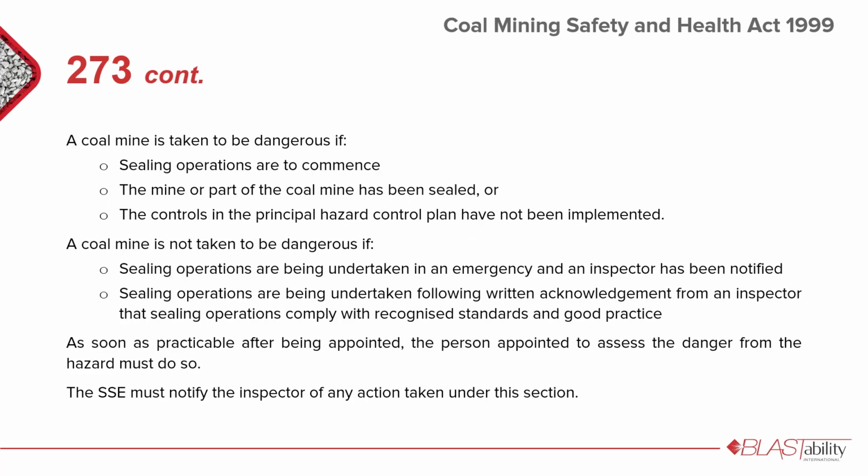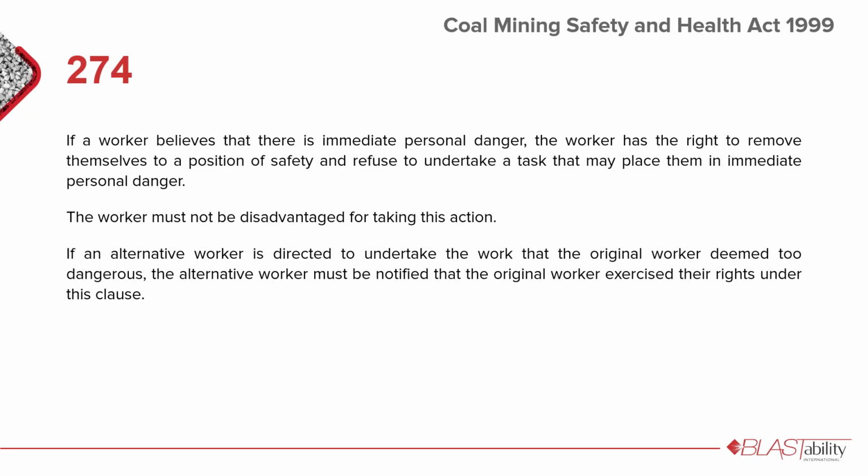A coal mine is taken to be dangerous if sealing operations are to commence, the mine or part of the coal mine has been sealed, or the controls in the Principal Hazard Control Plan have not been implemented. A coal mine is not taken to be dangerous if sealing operations are being undertaken in an emergency and an inspector has been notified. Sealing operations are being undertaken following written acknowledgement from an inspector that sealing operations comply with recognised standards and good practice. As soon as practicable after being appointed, the person appointed to assess the danger from the hazard must do so. The SSE must notify the inspector of any action taken under this section.